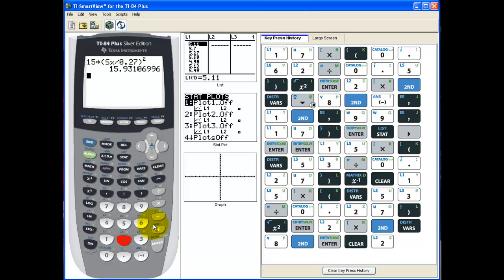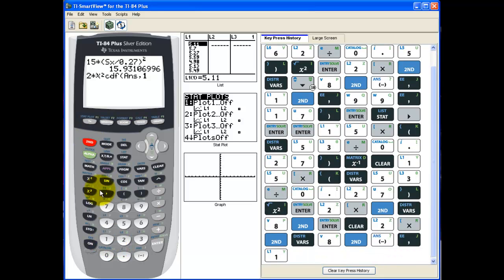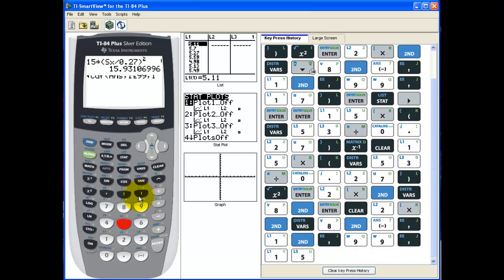So I'm going to take 2 times chi-squared CDF, and I want second answer. I keyed the wrong thing there. And again, we'll go with positive infinity. And the degrees of freedom was 15. There's your p-value right there. It's huge. So again, that just confirms it's bigger than alpha, and that means we can't reject the null.